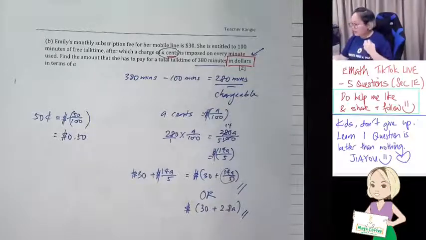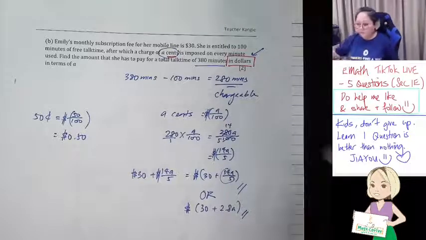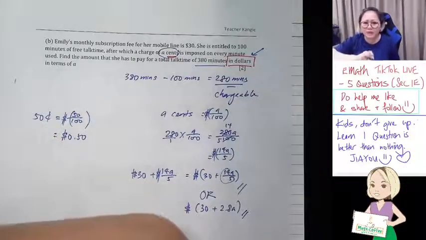Thanks, Woody Berry. Woody Berry, which level are you at? Giselle is Sec 3, is it? Or are you Sec 2?